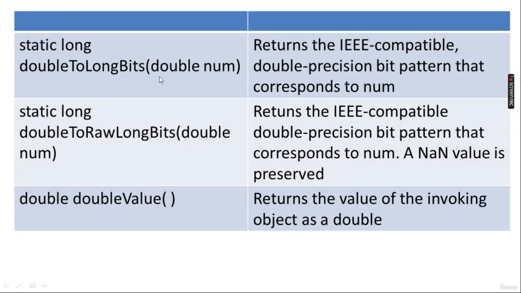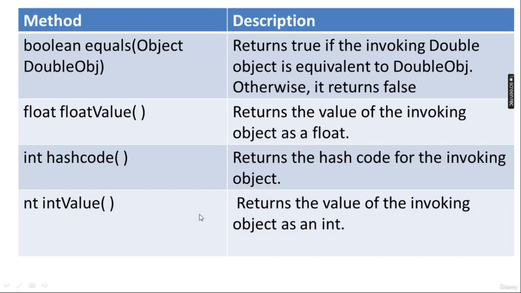Then static long doubleToLongBits(double number) returns the IEEE compatible double precision bit pattern that corresponds to the number specified in the brackets. Then static long doubleToRawLongBits(double number) returns the IEEE compatible double precision bit pattern that corresponds to number, where a not a number value is preserved. doubleValue returns the value of the invoking object as double. Okay, boolean equals(Object doubleObject) returns true if the invoking Double object is equivalent to doubleObject, otherwise it is false.